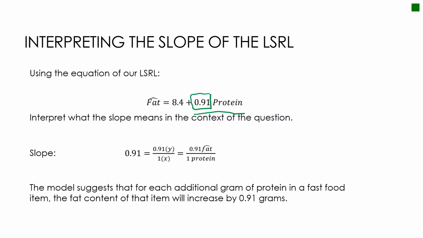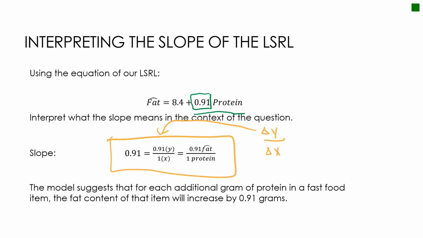So to interpret what it means, this part is not necessary. This part I use for students who have a hard time explaining what slope is. I know that slope is 0.91, and I also know that slope is the change in y over the change in x. And so all I've done is taken that and written it with the 0.91 y over the change in 1 x, because that's what we're dealing with. And then I replaced y with fat and x with protein.